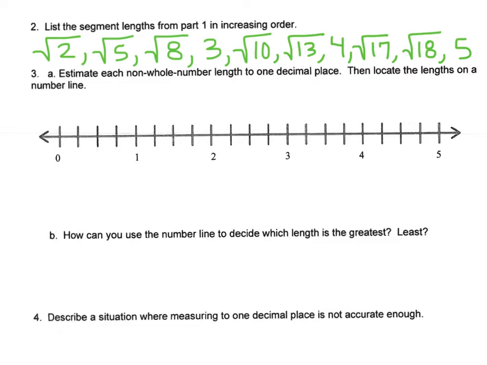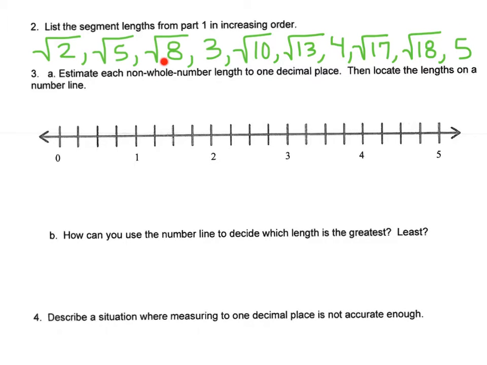The instructions for Part 3A say, estimate each non-whole number length to 1 decimal place. Then locate the lengths on a number line. If we look up at number 2, most of our segment lengths are non-whole numbers. The only whole number lengths we have are 3, 4, and 5.